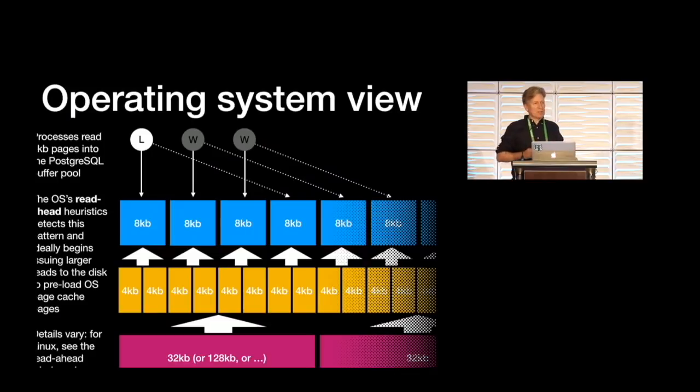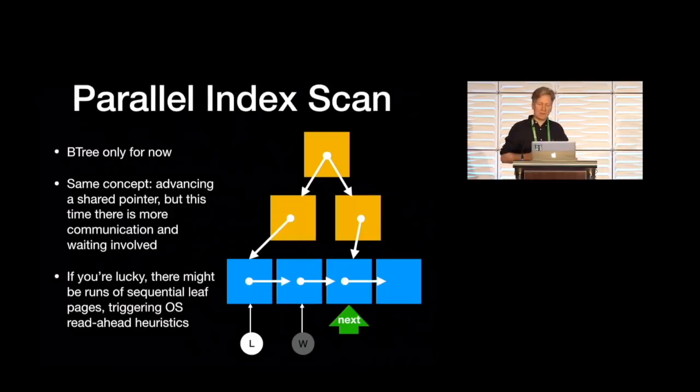I believe this works pretty well on Linux because Linux has a read-ahead window system that has a size, I think it defaults to 128K, which works quite nicely with this algorithm. But I know that this is actually problematic on some other operating systems, so it could be that there's some more work we need to do there. A parallel index scan is essentially the same thing. It's just that it's much more difficult to coordinate the chopping up of the scan into different blocks because each page has got a next pointer you need to wait.